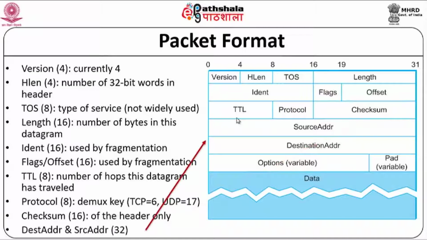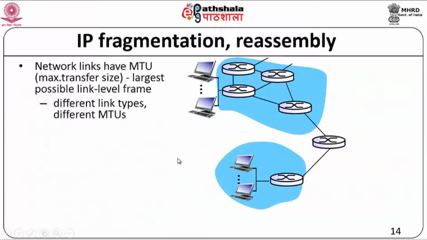And then of course, you have the 32-bit destination address and the source address, and then there are some variable options which are specified. That is followed by the actual data. This is the basic packet format of the IPv4 packet. Now, coming to this idea of fragmentation and reassembly that we just mentioned.